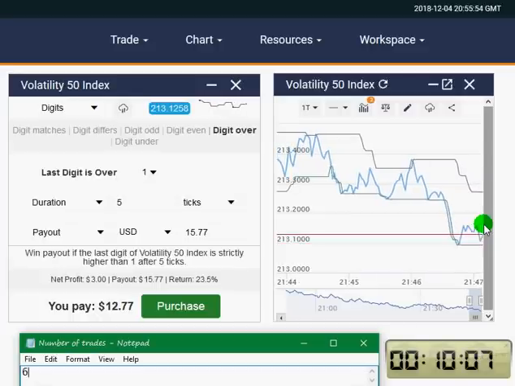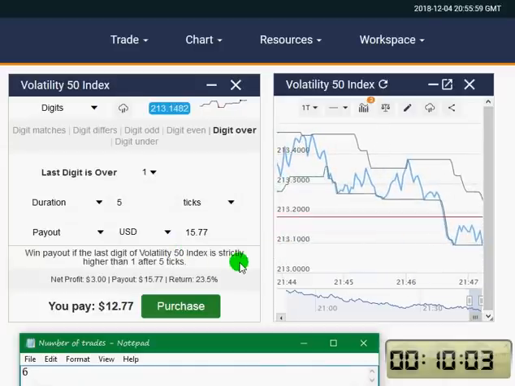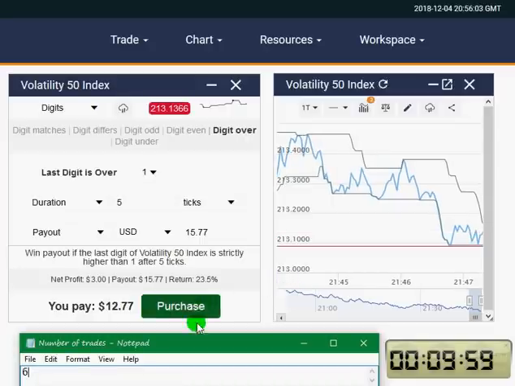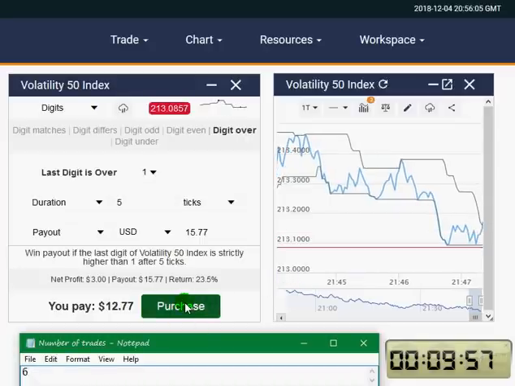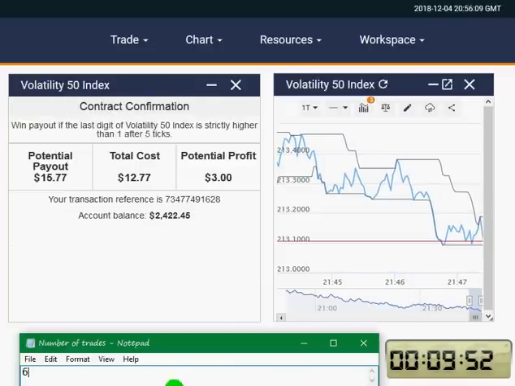Make sure you are using the web trader. Check all the decisions and the steps to follow in the YouTube video description. So it's moving close. It has overlapped the maximum. We click on purchase. That's our 6th trade.